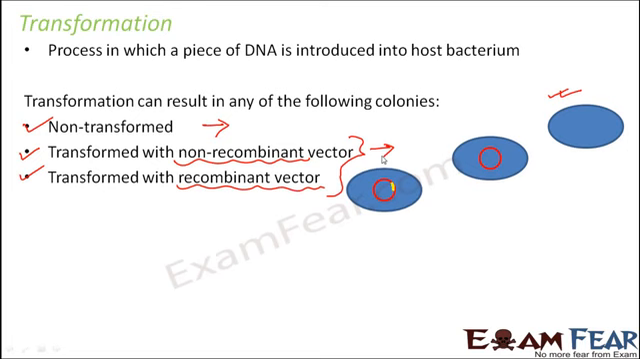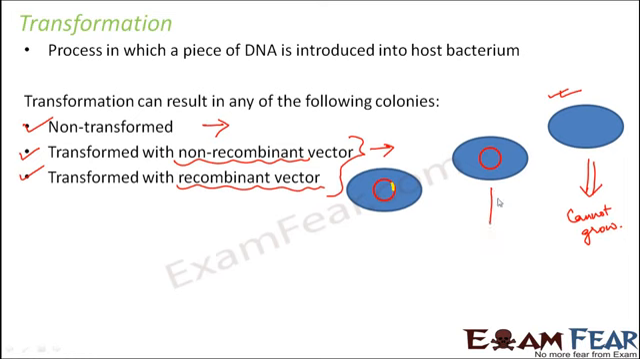Now, we allow all of them to grow in antibiotic medium. So when all of them are allowed to grow in antibiotic medium, what happens? By default, the host bacteria does not have resistance against the antibiotic. So if you ask this bacteria to grow in antibiotic, what will happen? This bacteria will not be able to grow. So this will die, or it cannot grow, because it is not resistant against antibiotics.